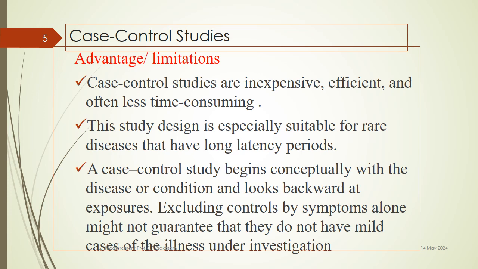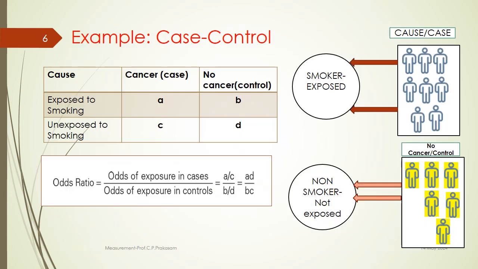Case control studies begin conceptually with the disease and the conditions we are looking for. That is, it is a backward exposure. Excluding the controls by symptoms alone might not guarantee that they do not have mild cases of the illness under investigation. This is one of the limitations of the case control study.